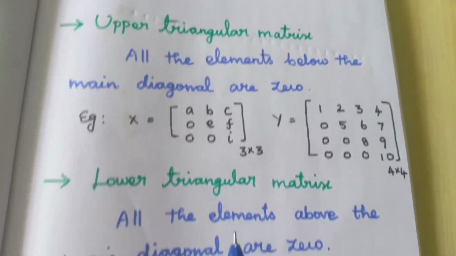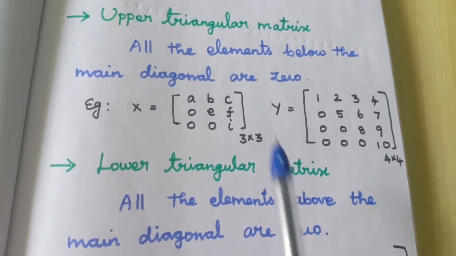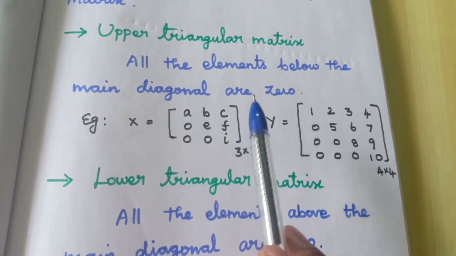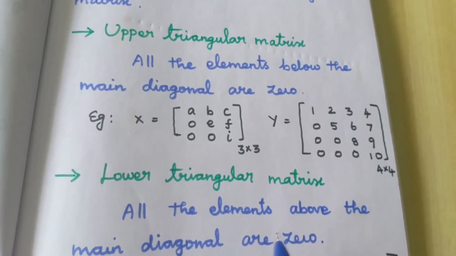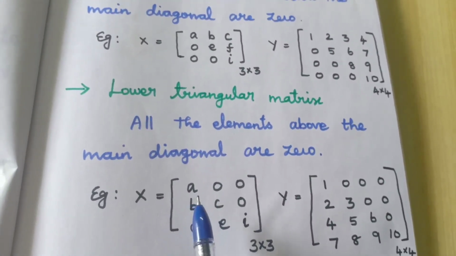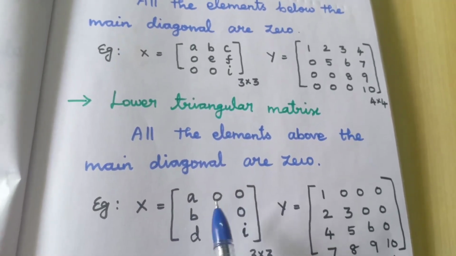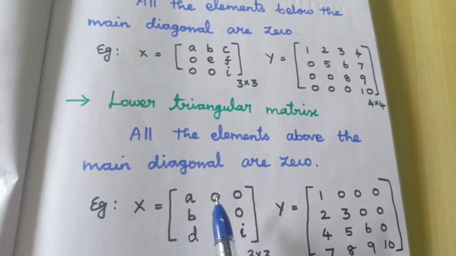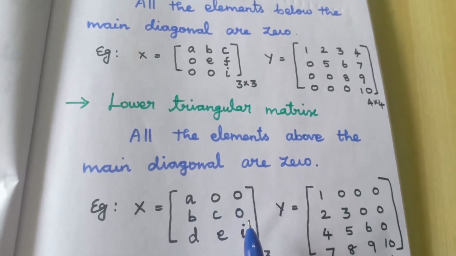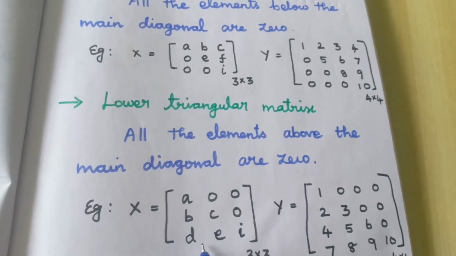Similarly, for the lower triangular matrix, all the entries above the main diagonal are 0. For a lower triangular matrix, the elements above the main diagonal are 0. So the main diagonal elements are a, c, i. Above that we have zeros, that is a12, a13, a23 are 0. So this is the example for a lower triangular matrix.